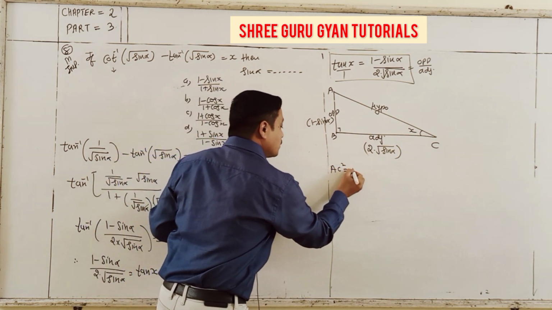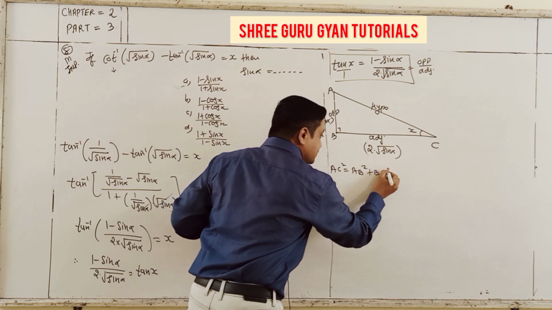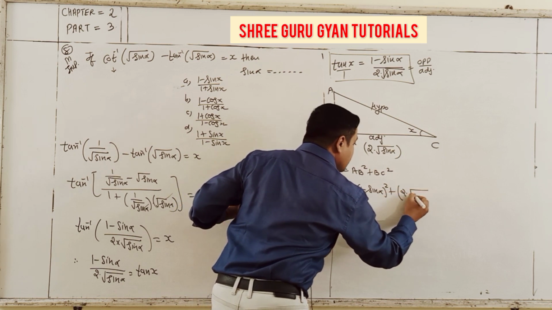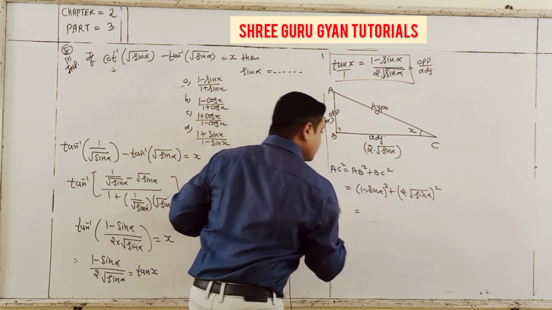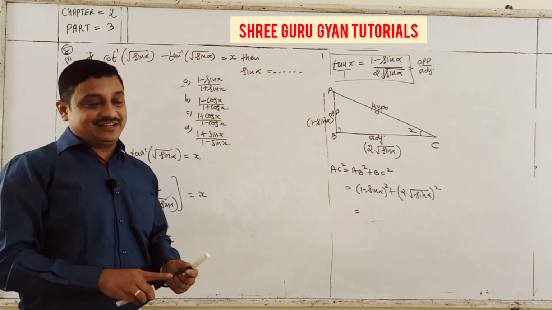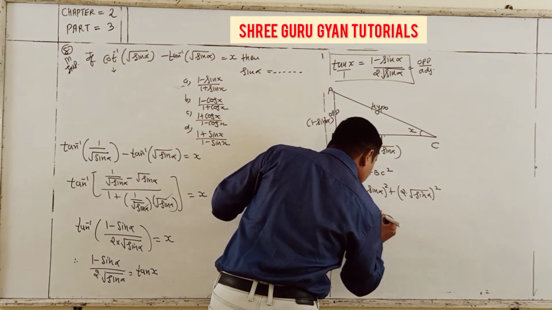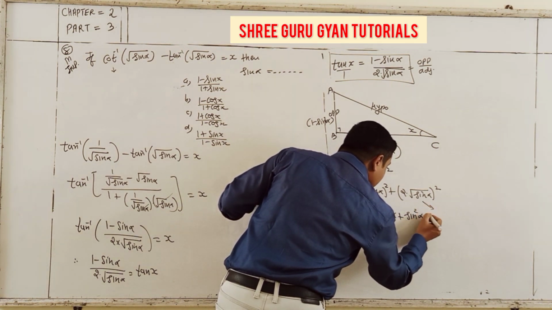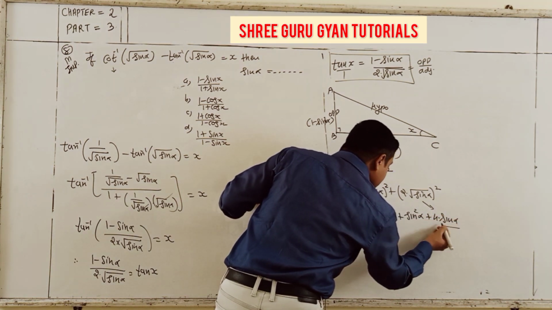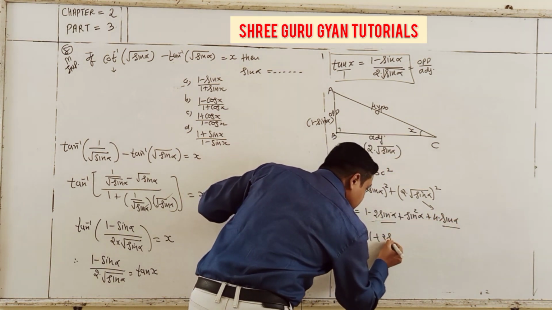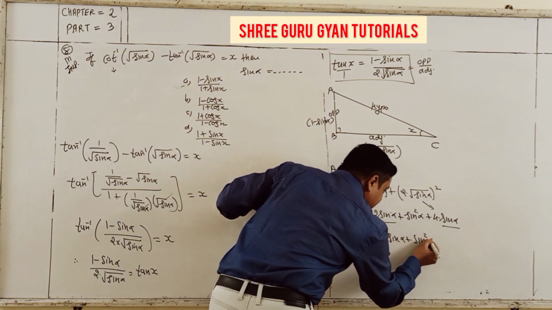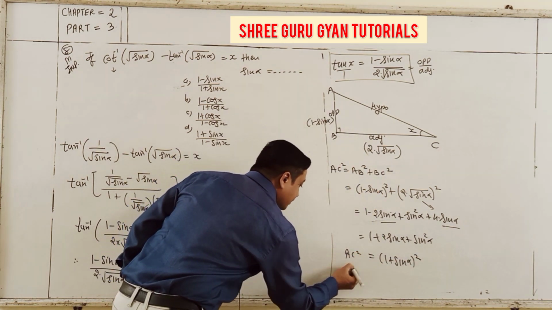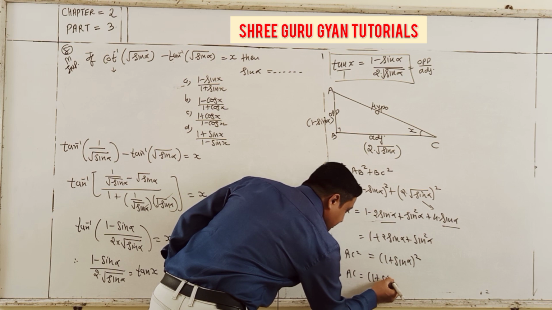AC square is equal to AB square plus BC square. AB becomes 1 minus sine alpha square. BC is 2 under root sine alpha square. And you decide your third side of the triangle. So 1 minus 2 sine square alpha, here sine square. And last term square 4 sine alpha. These are your like terms. So 1 plus 2 sine alpha and sine square. Yes, that is the whole square. For which term? AC square. That's why AC becomes 1 plus sine alpha.